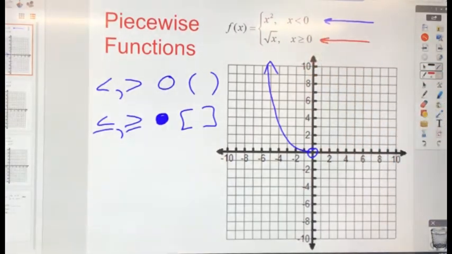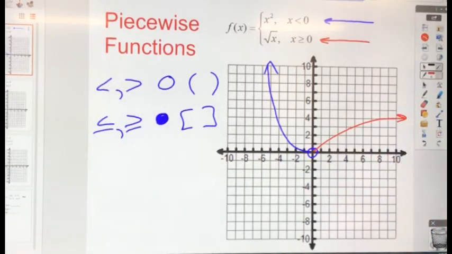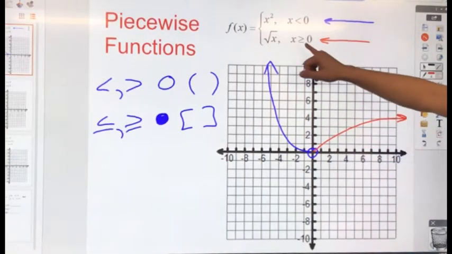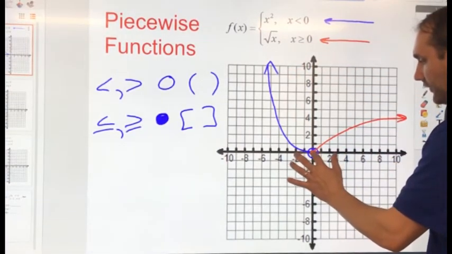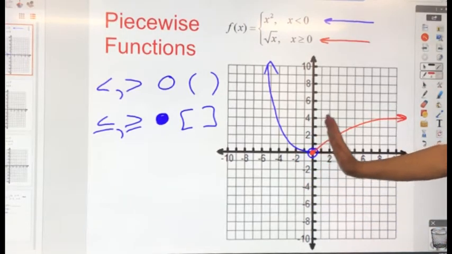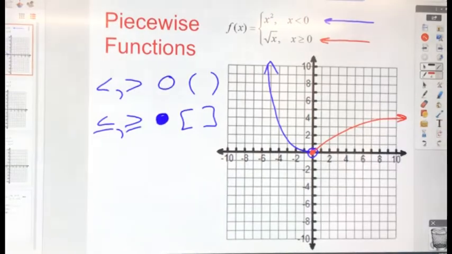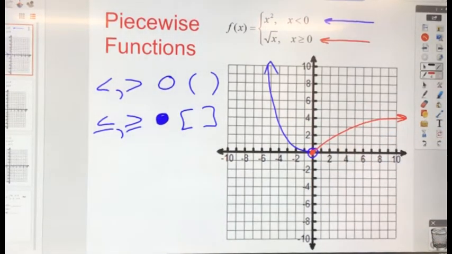Now let's look at my square root. I want to graph that square root function, and the square root function looks like that, where I want to account for all values of x that are greater than or equal to 0. So equal to, I'm going to put a closed circle, and then actually, as it turns out, the rest of my graph is in fact greater than 0. So here is my complete graph of my piecewise function.